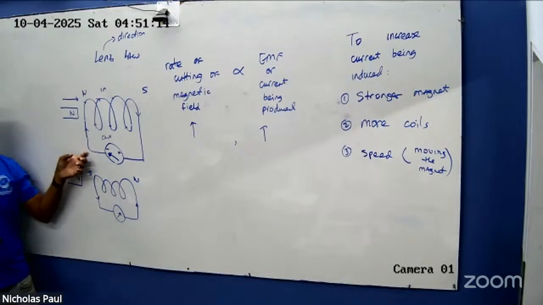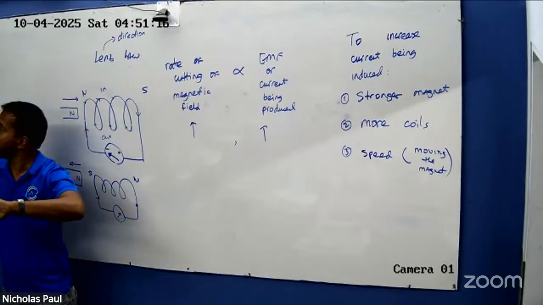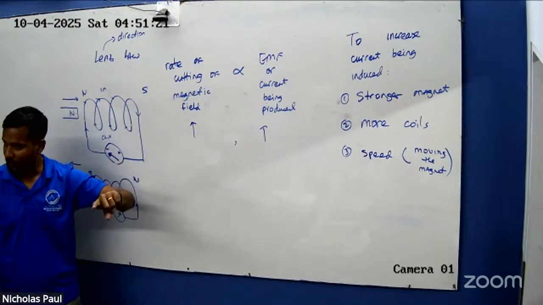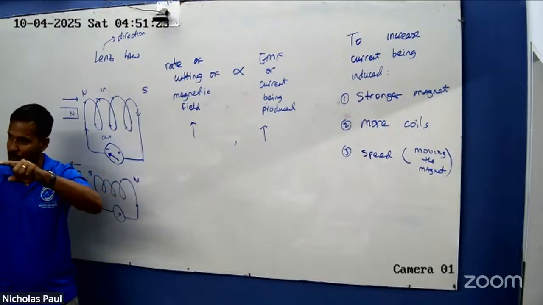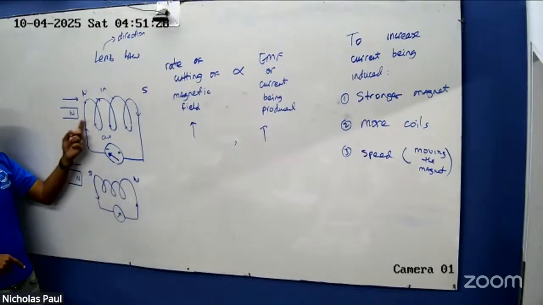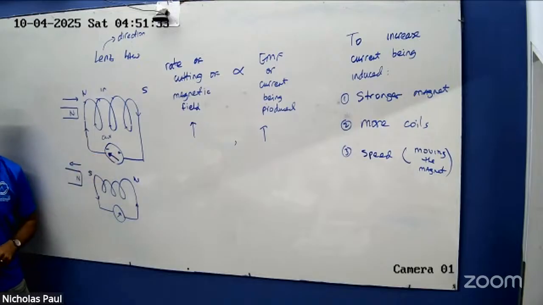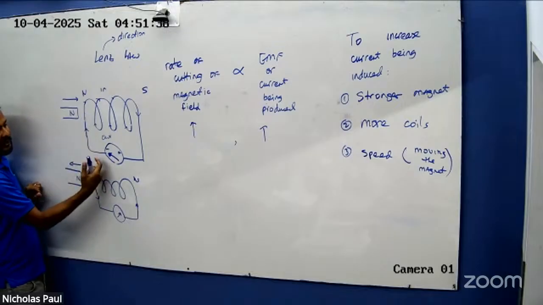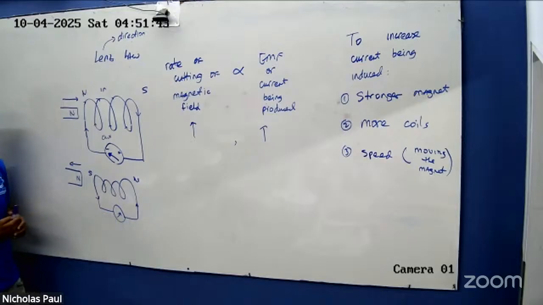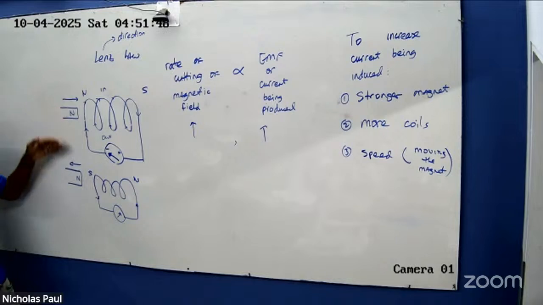So that's the reason why, every time you get a north on the simulation, the needle goes one way, and then when the south reaches in, it goes the other way. Every time the magnetic field direction changes, the current direction also changes. So when the north is moving in, it goes to the left. When the north is moving out, it goes to the right. You have to be able to work it out regardless of what pole they give you.